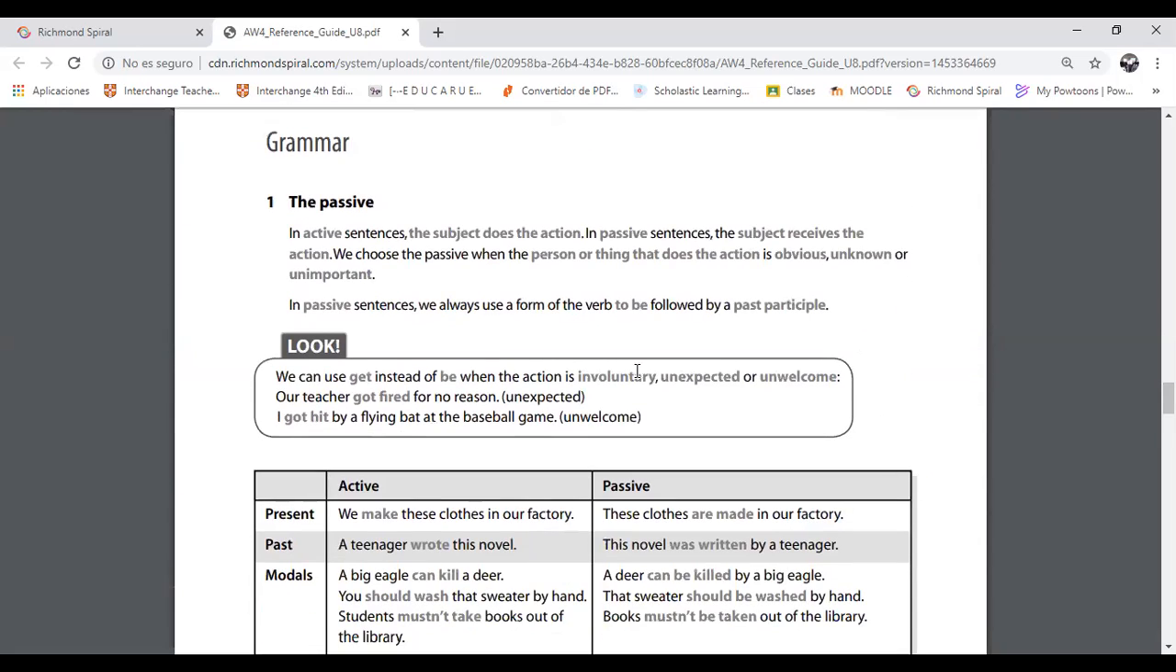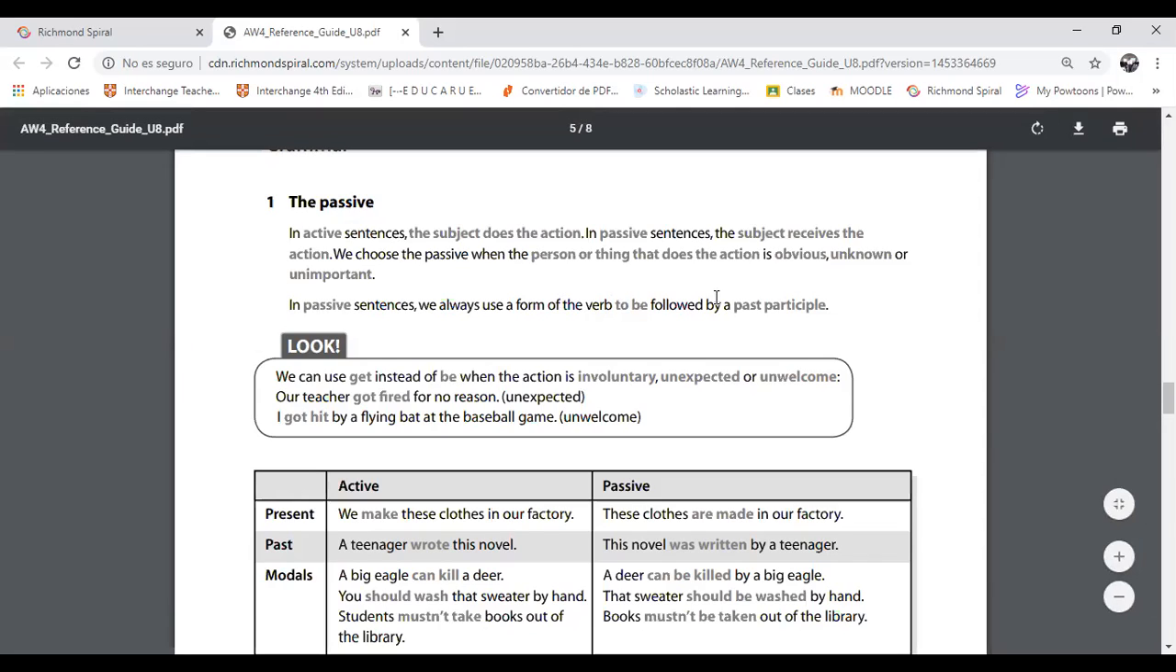Grammar. The passive, you know about it already. It says, in active sentences, the subject does the action. In passive sentences, the subject receives the action. We choose the passive when the person or thing that does the action is obvious, unknown, or unimportant. In passive sentences, we always use a form of the verb to be followed by a past participle. Okay, this information is also important because we're going to be using it in your student's book.